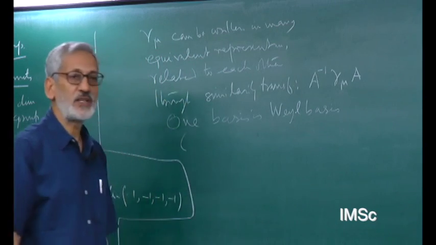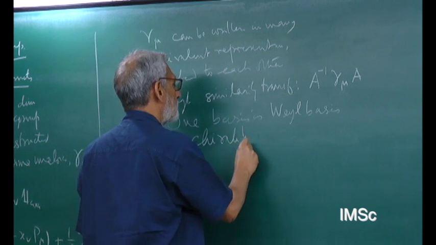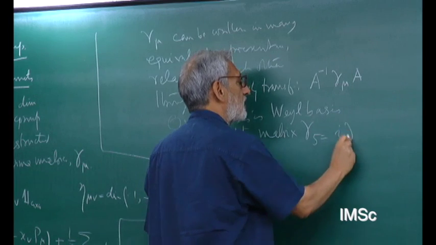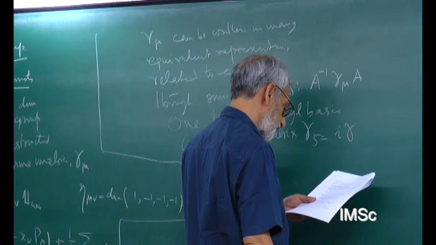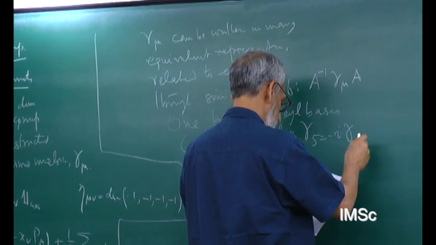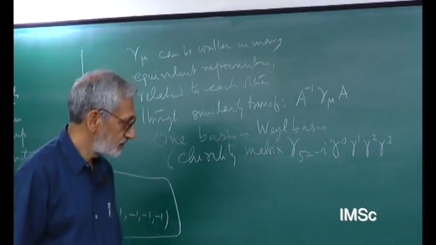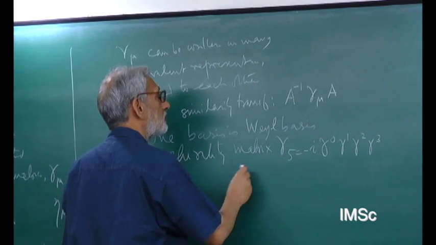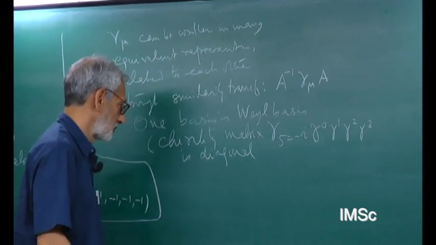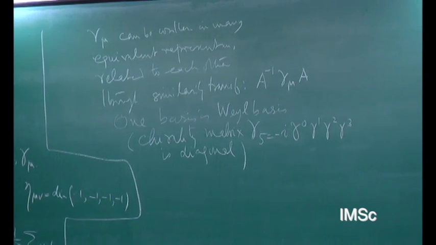And Weyl basis has a special property that the chirality matrix gamma 5, let me see if I have the sign proper, that's minus i gamma 0, gamma 1, gamma 2, gamma 3, product of all the gammas, is diagonal. So that's the nice property of Weyl representation.